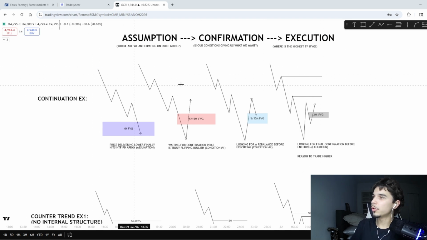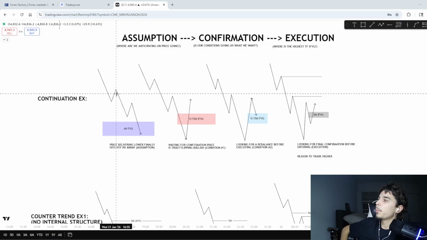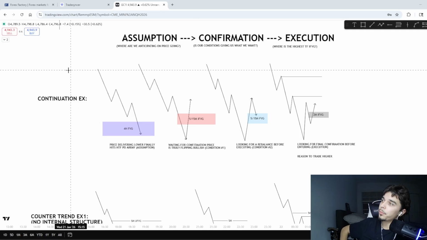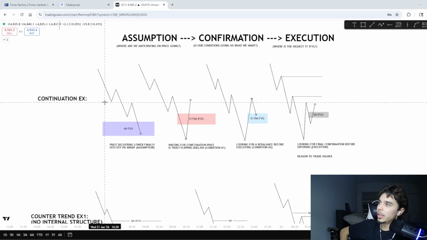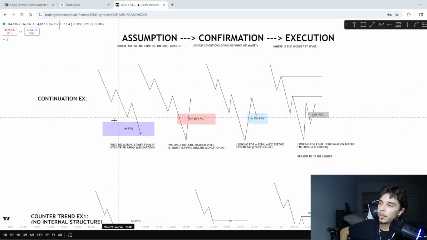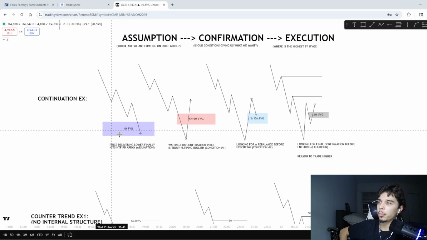So let's just use this as our first example, okay? It's going to be the most basic example, and then we'll get into more intermediate level ones. But right here we have our basic continuation model, right? As you see, price is just coming down, coming down, coming down. But what do we finally hit? We finally hit a bullish PD array. For the sake of this example, it's going to be a 4-hour bullish fair value gap, right?